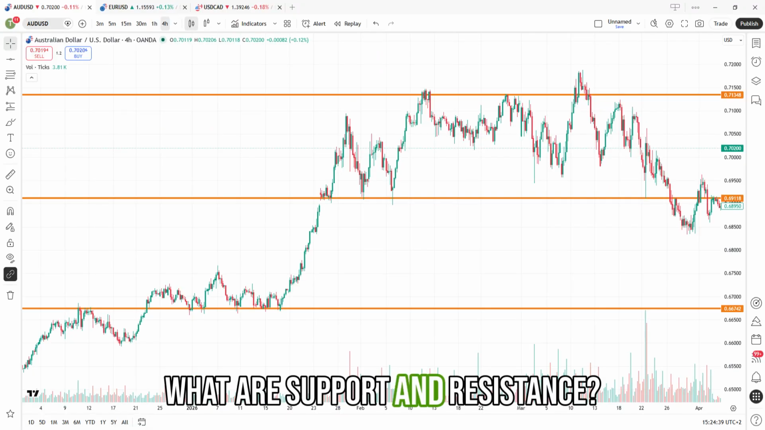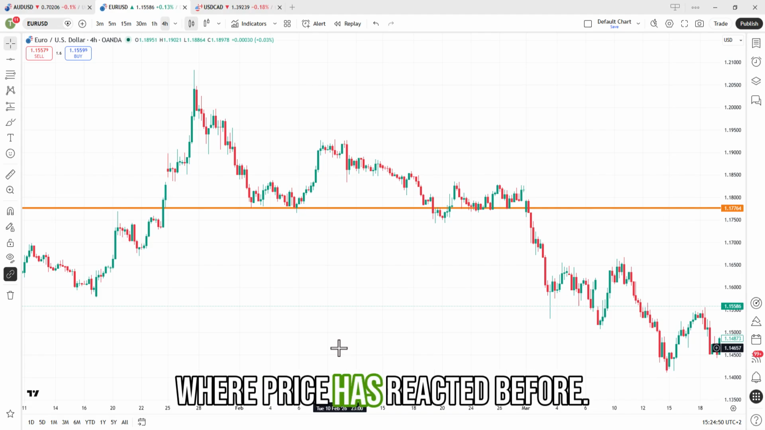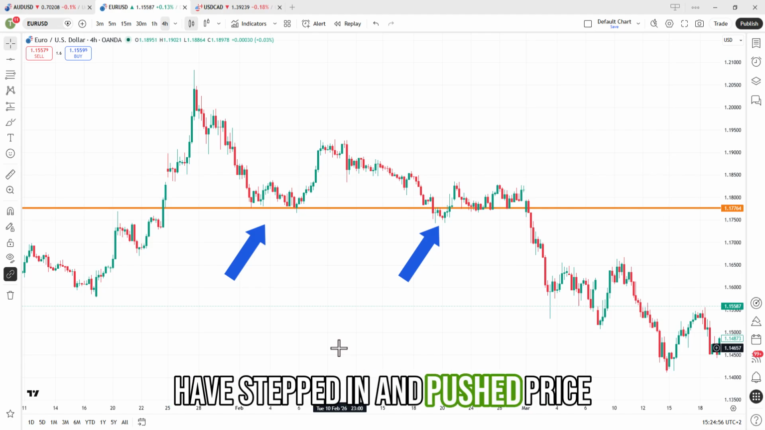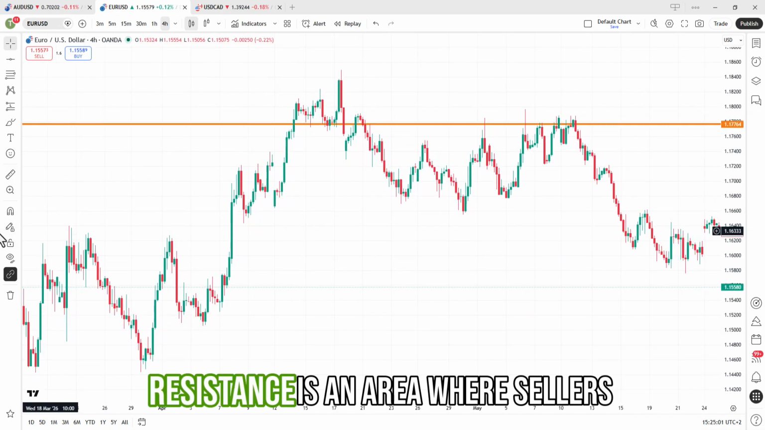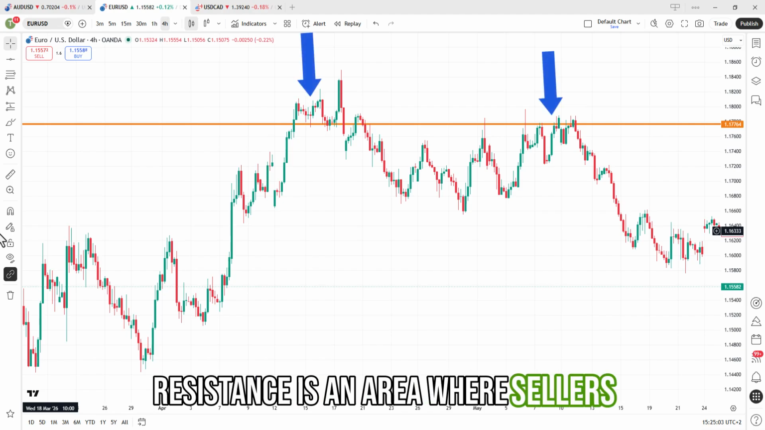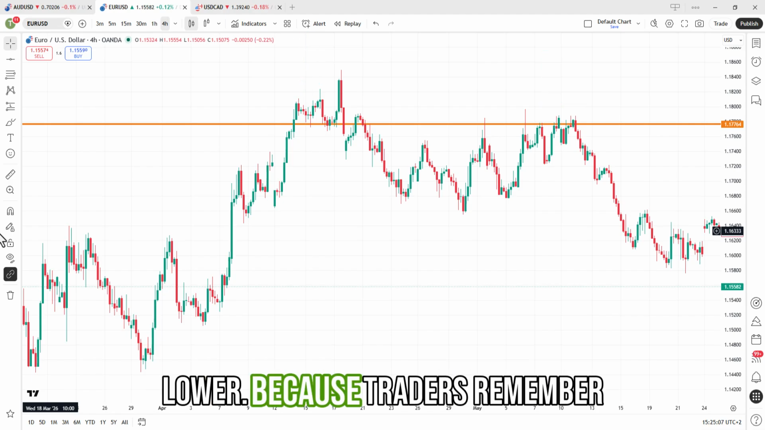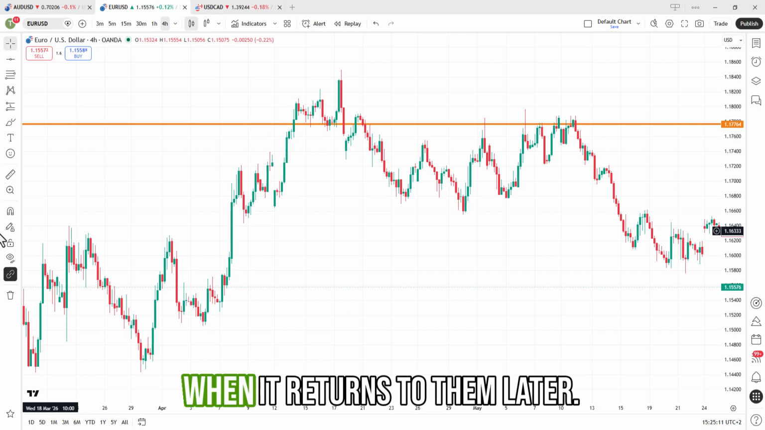What are support and resistance? Support and resistance are areas where price has reacted before. Support is an area where buyers have stepped in and pushed price higher. Resistance is an area where sellers have stepped in and pushed price lower. Because traders remember these areas, price often reacts when it returns to them later.